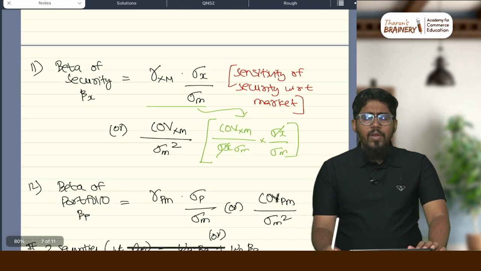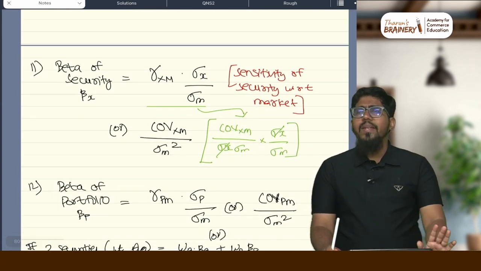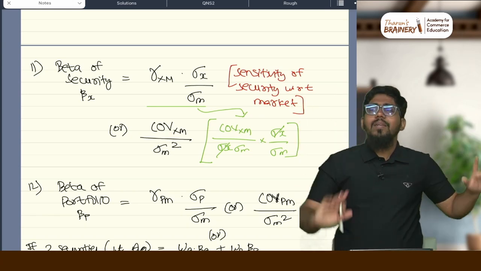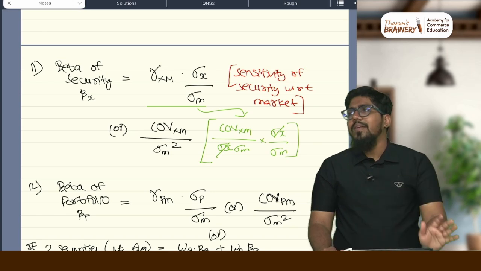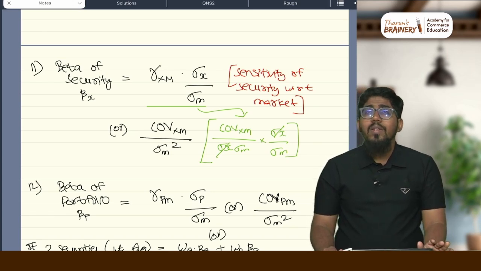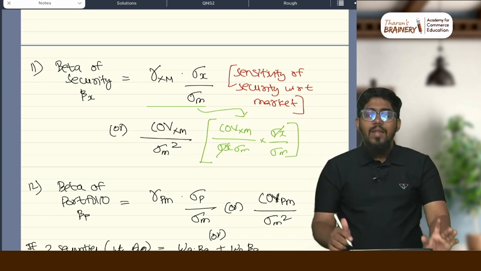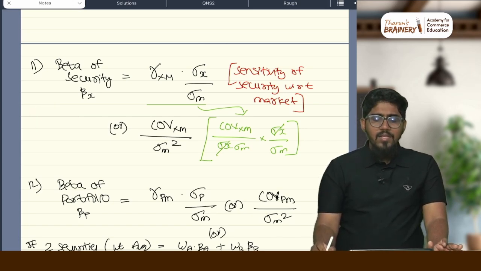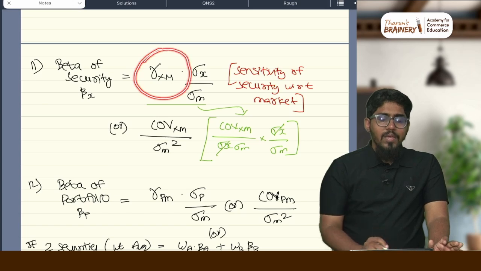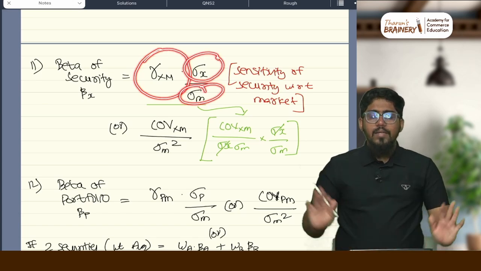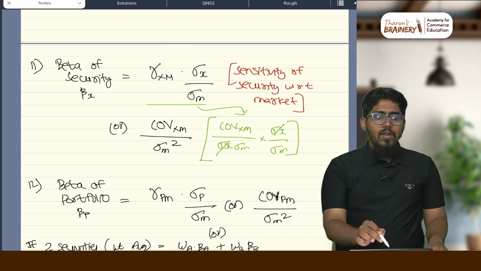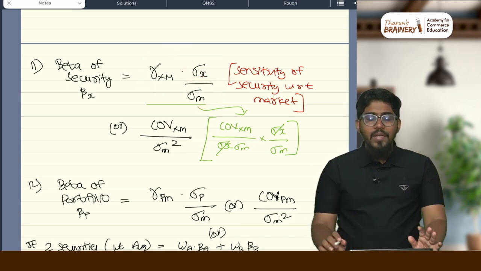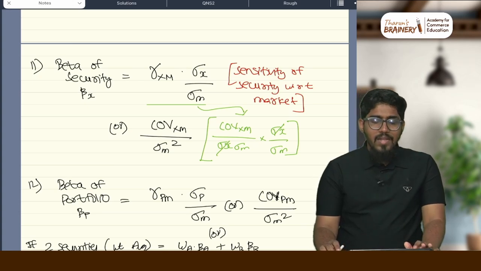Sir, next one, how to calculate beta? What is the meaning of beta? Beta is nothing but the sensitivity of the security with respect to the market, how my security is moving with the market. For that you should know the correlation between your security and the market, so R of XM is very important. The beta of the security is R of XM into risk of security X divided by risk of market. Clarity.